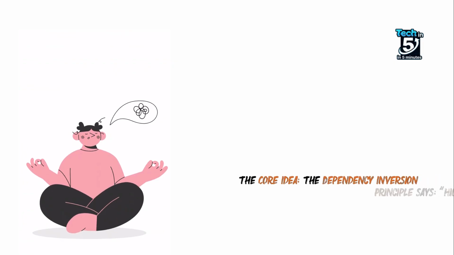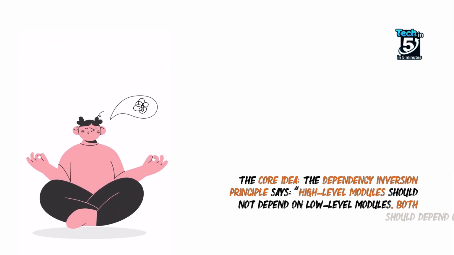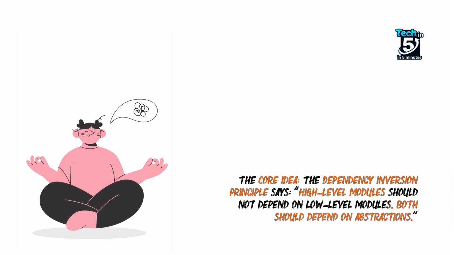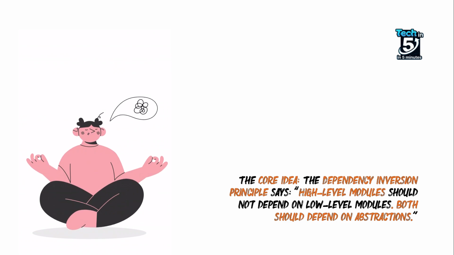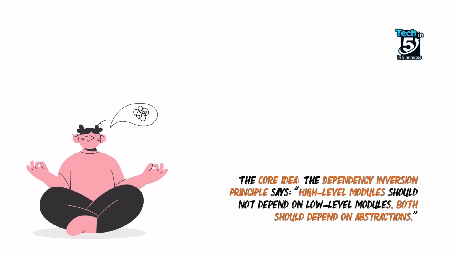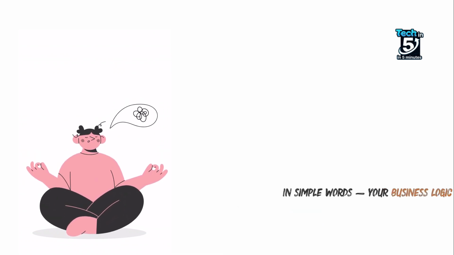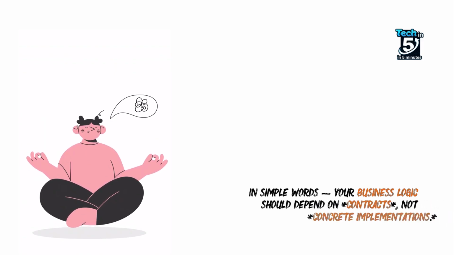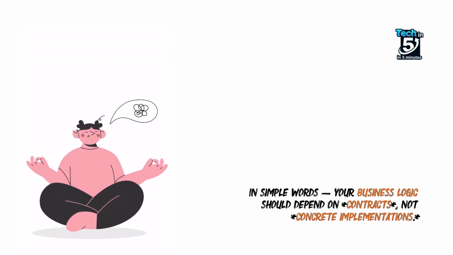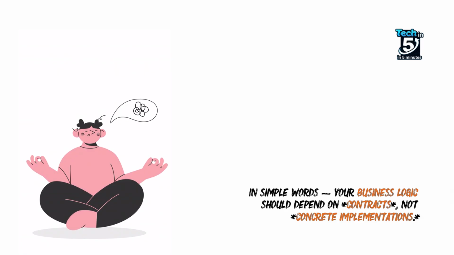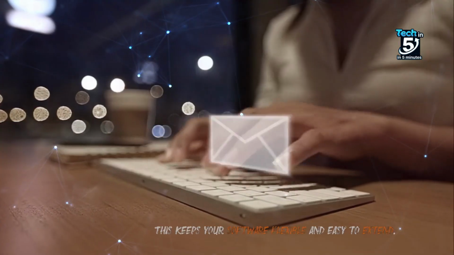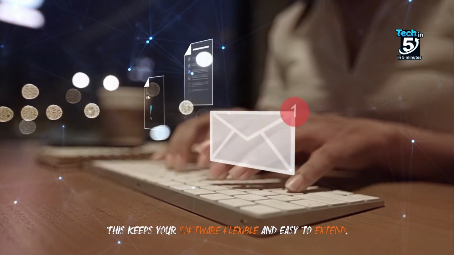The core idea: the Dependency Inversion Principle says high-level modules should not depend on low-level modules. Both should depend on abstractions. In simple words, your business logic should depend on contracts, not concrete implementations. This keeps your software flexible and easy to extend.